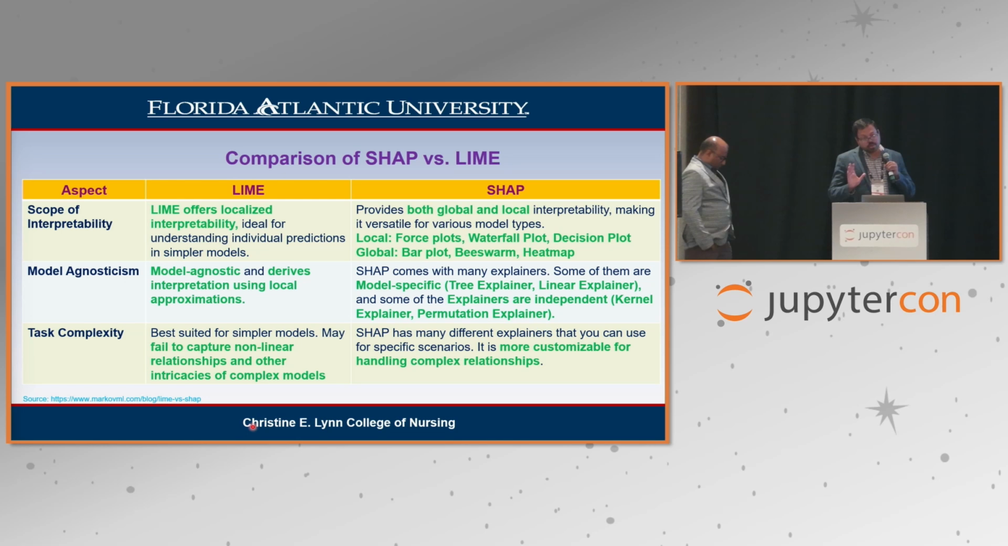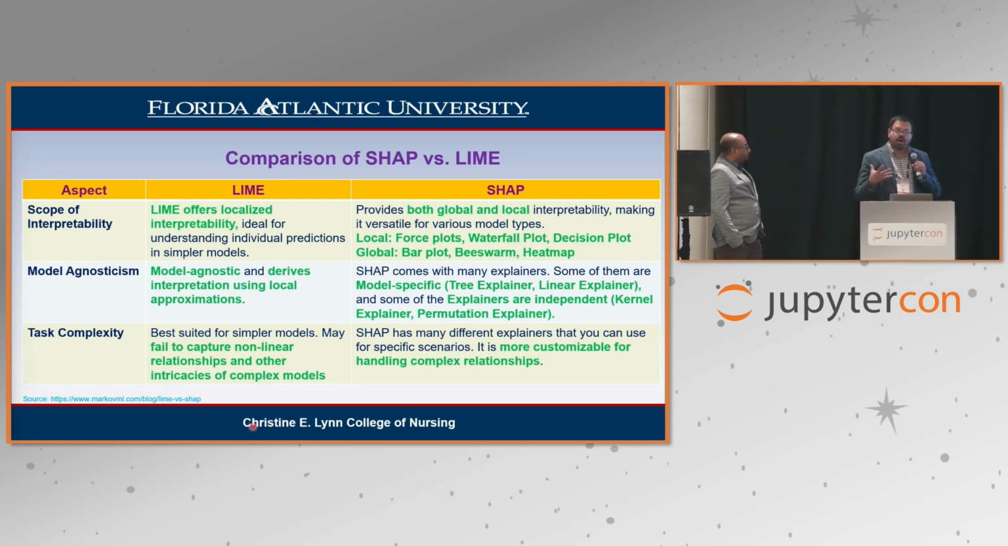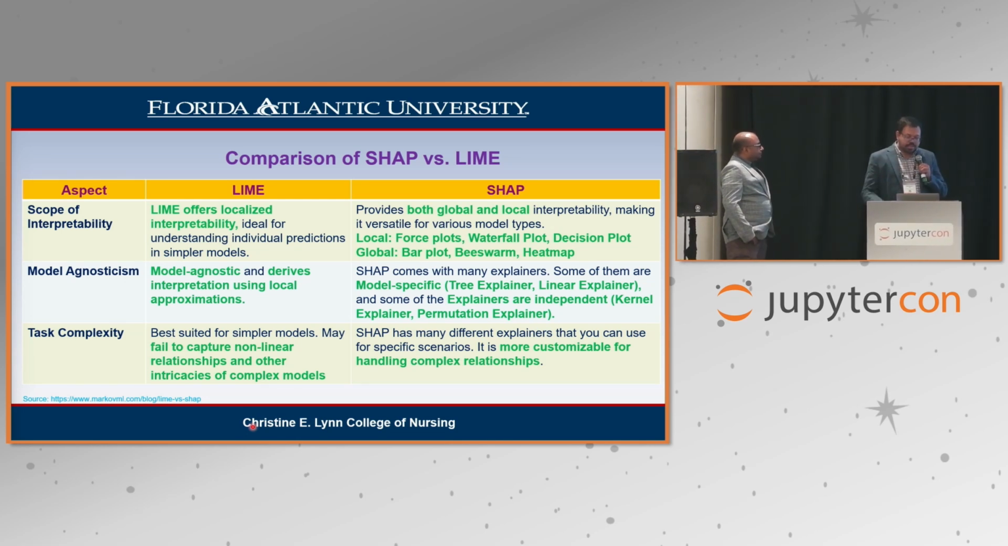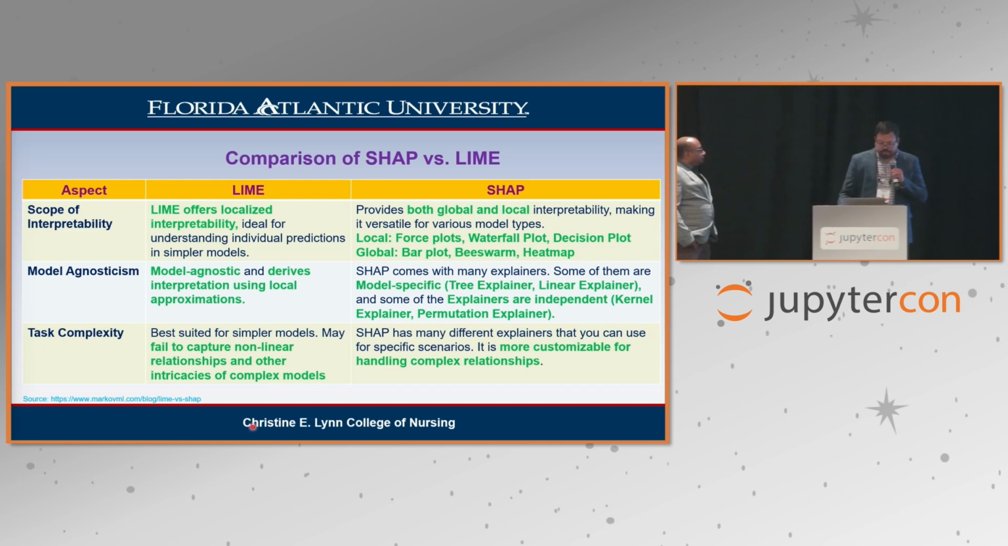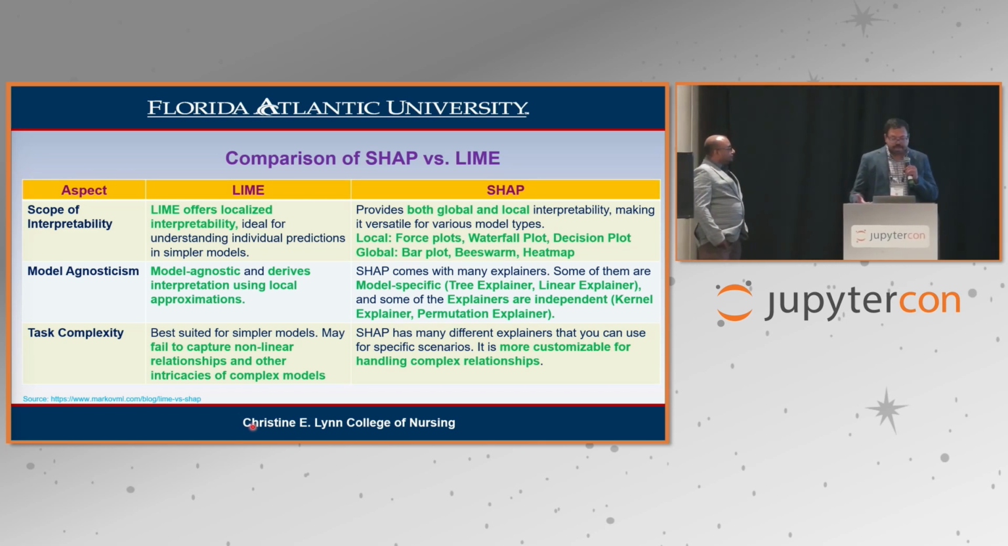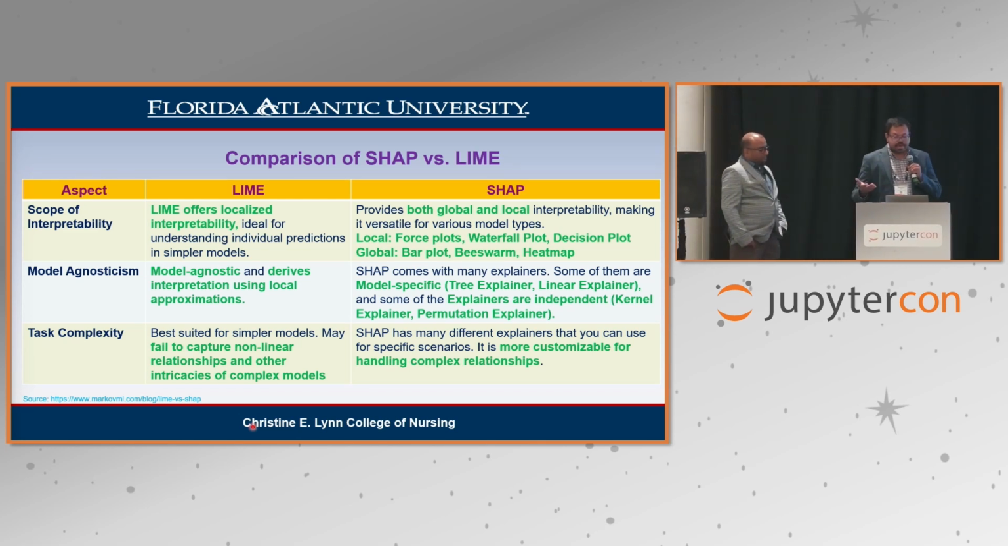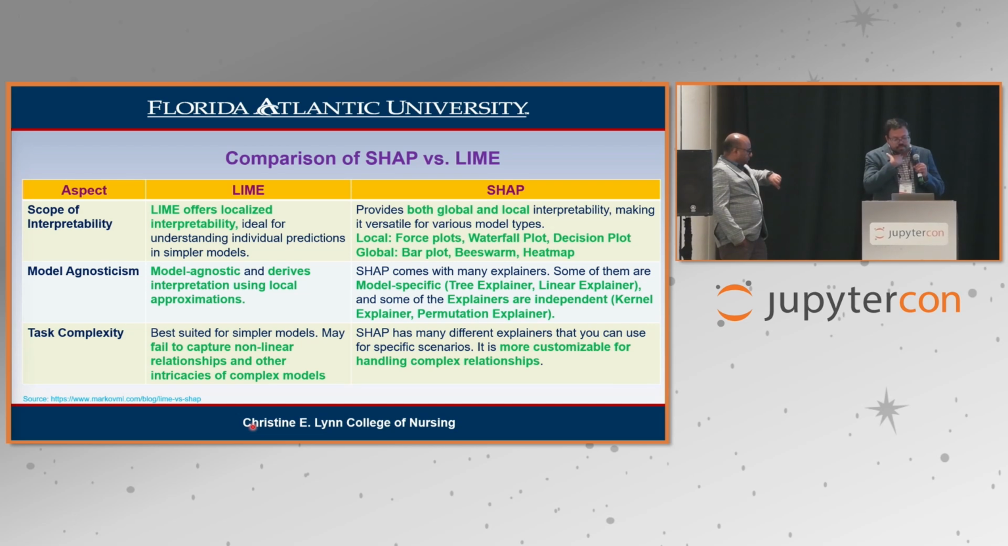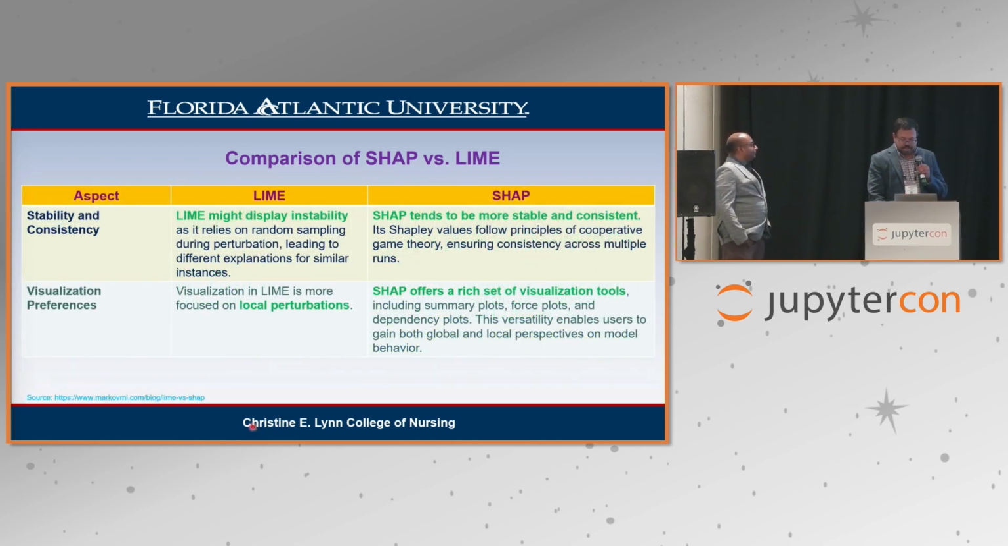So Lime is mostly model agnostic. It does not care what machine learning model you're using, but SHAP has both. It has different kinds of explainers. So tree explainer and linear explainer are model specific, and permutation explainer and kernel explainer, they are complicated, so they are model agnostic. And then Lime is mostly suited for smaller explanation like local area, but SHAP can handle a global landscape of the data set.